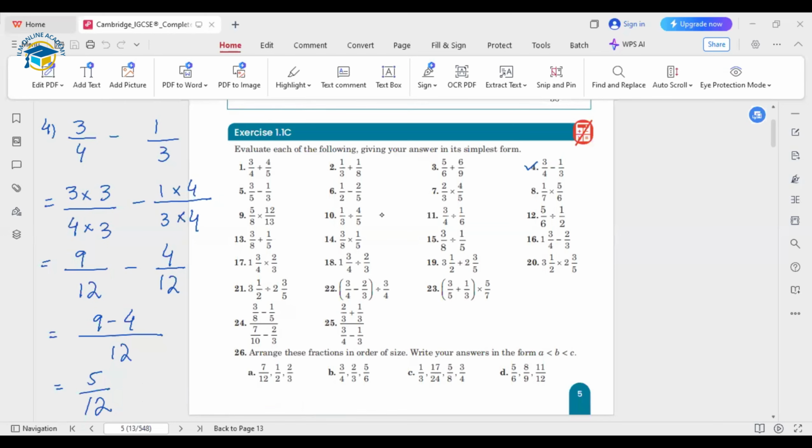This is your part number 4 where we need to go with the subtraction. So one more question we can try according to the subtraction so you can get a better idea. Now let's start part number 6, 1 by 2 minus 2 by 5.